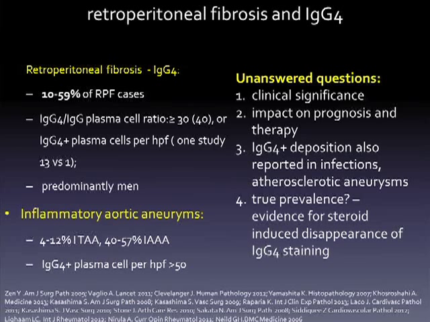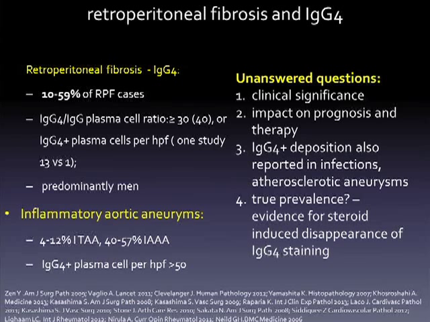One, you look at the IgG4 over IgG ratio in plasma cells in the tissue, and in retroperitoneal fibrosis, this was considered positive if more than 30 or 40%. Or you look at the IgG4-positive plasma cells per high power field. Only one case was reported in the retroperitoneal fibrosis cohorts I looked at, and the ratio was 13 versus 1.